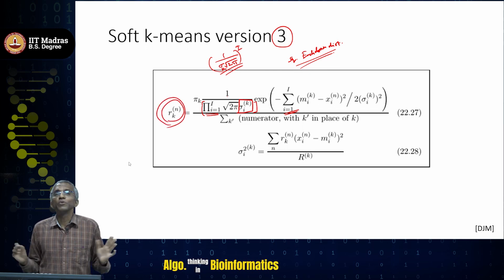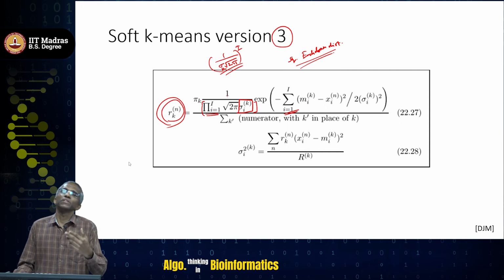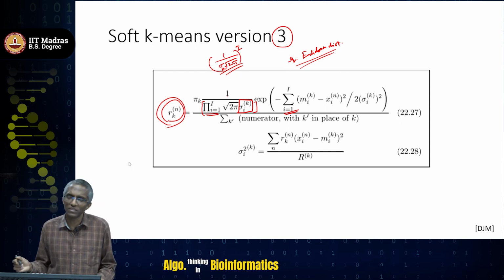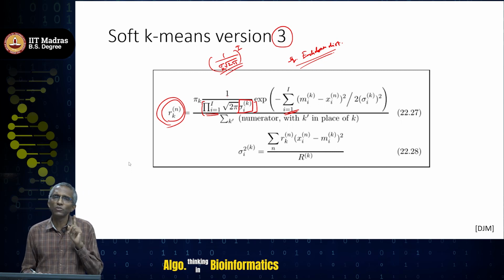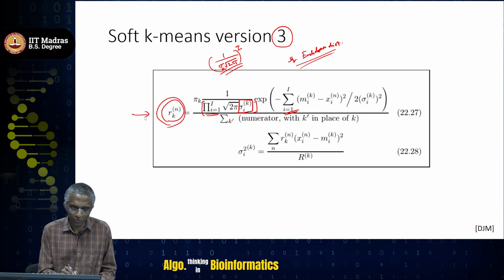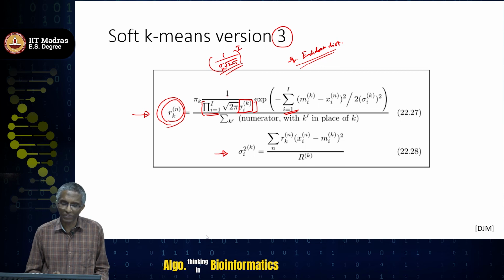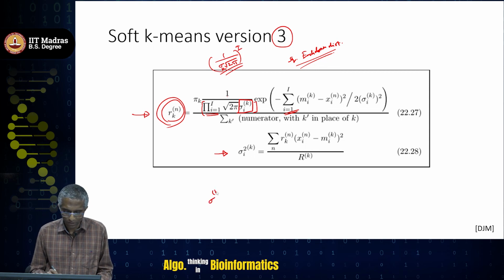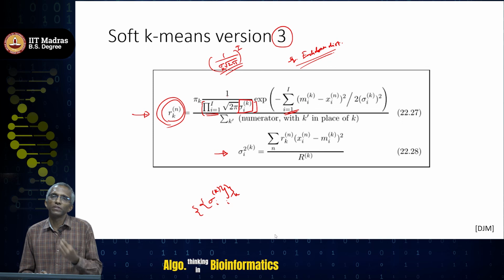Okay. So, the beauty of these successive improvements or enhancements to the k-means algorithm to derive new variants is that everything else remains the same. Only two things need to change. One is this responsibility vector that we have already seen, and the other is this sigma_i squared of k. So, this is a per cluster, per dimension width.